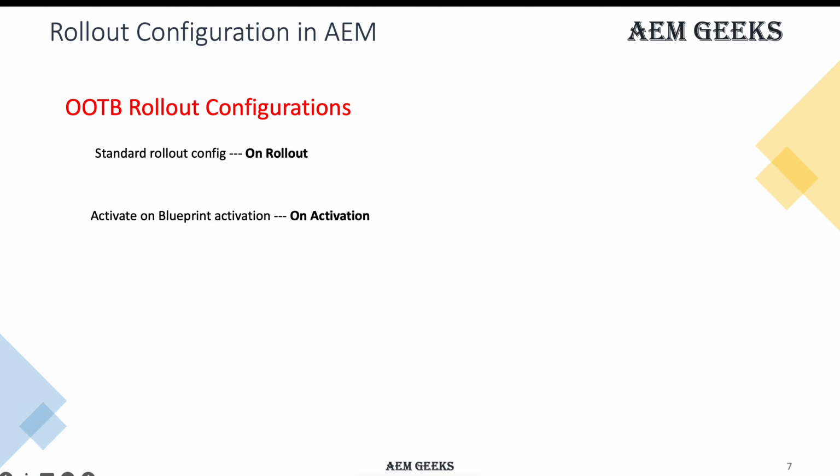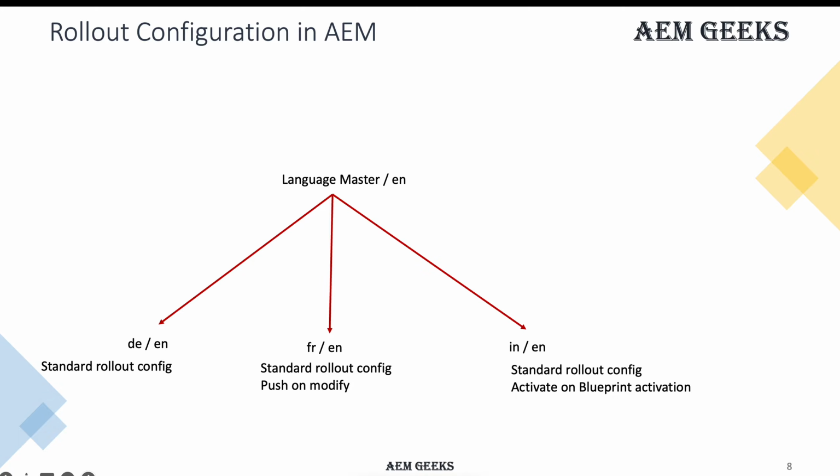Activation on blueprint, as I already told you, when you activate something on blueprint, if your live copy is using this rollout configuration, the content, if it is already there in live copy, will also be activated. Deactivation is the same, opposite. Push on modify is actually for modification and creation. If you create content or modify content in blueprint, that will be moved to your live copy. These are the standard ones available, there are others as well. Please go back and check the documentation. Now let's say a scenario. We'll see that scenario in detail in the demo as well.